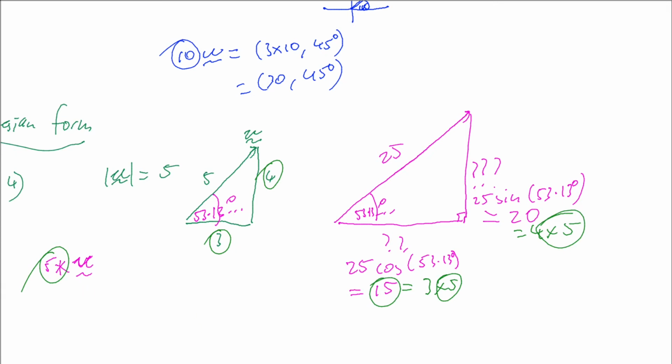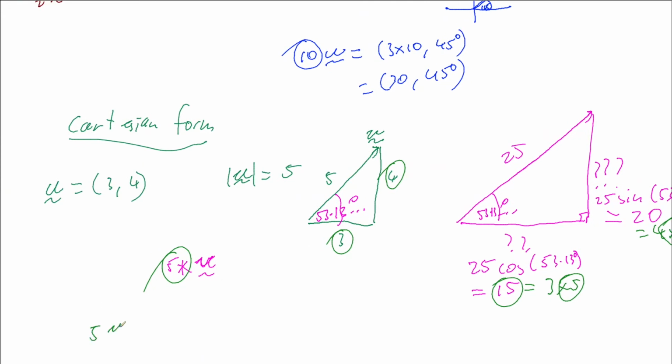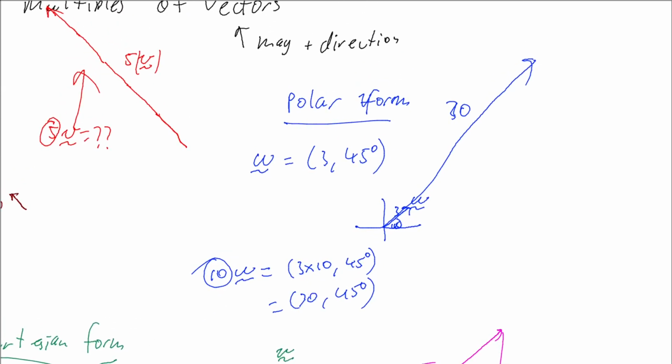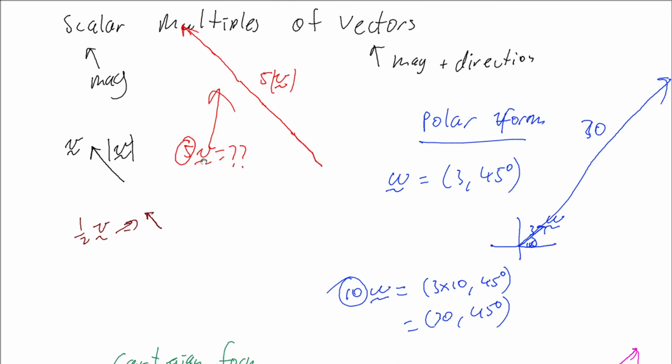So our Cartesian form is easy to work out as well, because 5 times a vector, or a scalar times a vector, is 5 times each of those components. So I have 15, 20. That makes it nice and easy. If I have polar form, I multiply the magnitude. If I have Cartesian or component form, I multiply each component. And if I have it drawn, it just increases or decreases the length of the arrow.